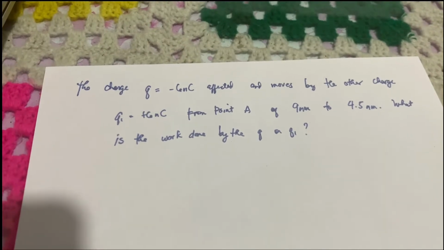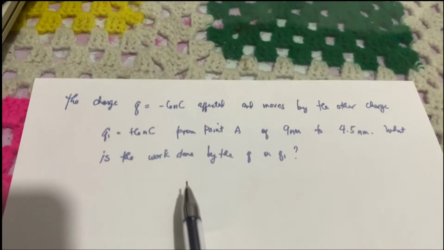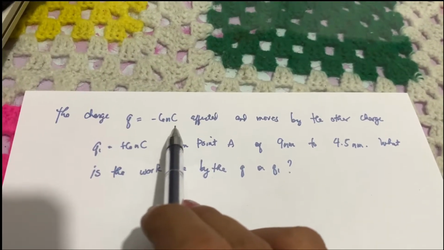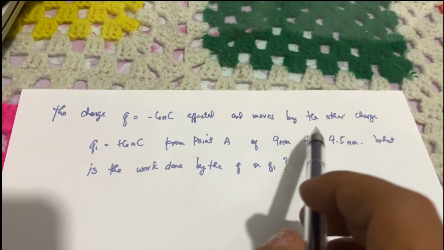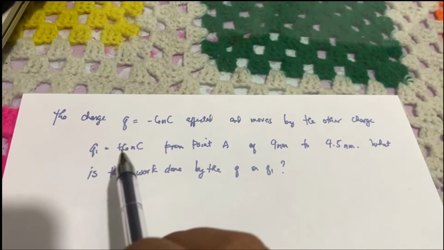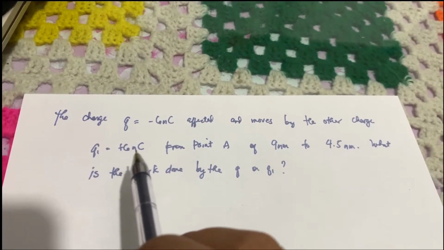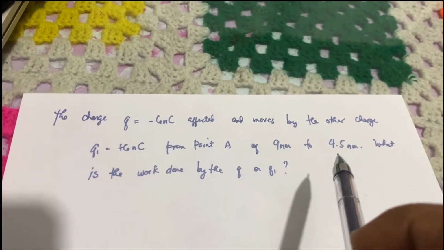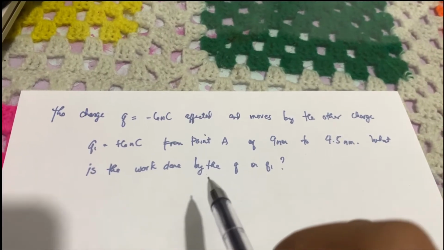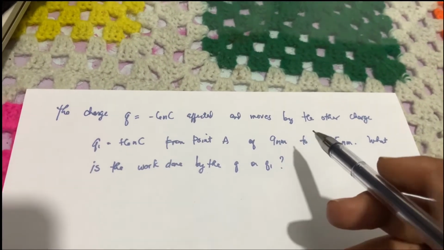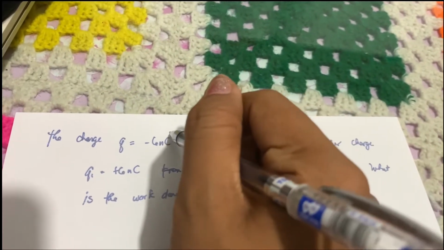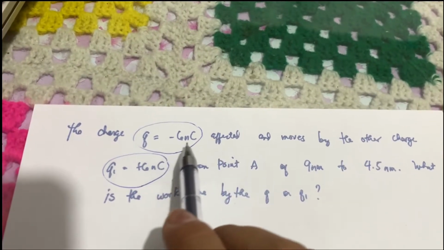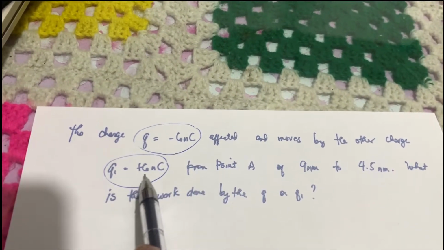So here is the sample problem for work done. The problem is: the charge Q, -6 nanocoulomb, affected and moves by the other charge Q1, which is +6 nanocoulomb, from point A of 9 nanometers to 4.5 nanometers. What is the work done by the Q on Q1? So take note, you have two charges here. Okay, -6 nanocoulomb and +6.